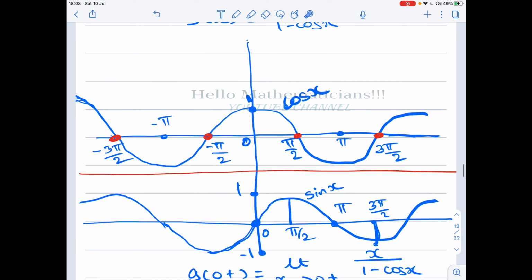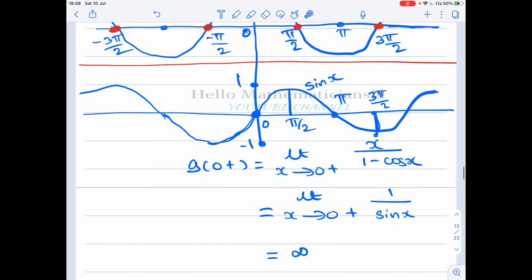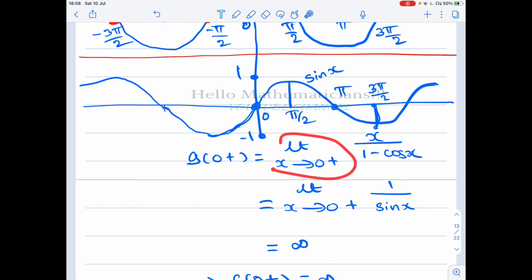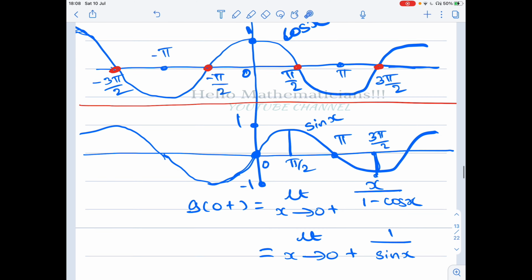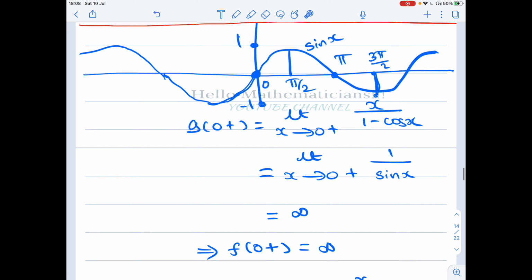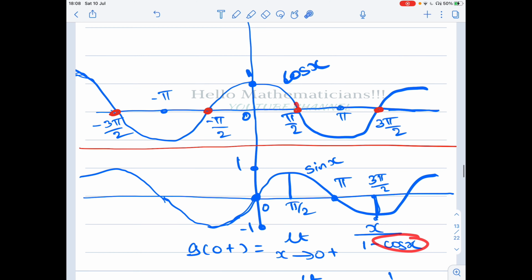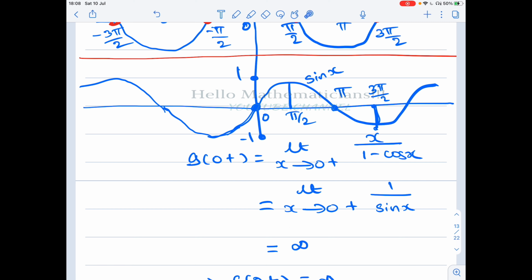Now we calculate the right limit of this function g of x at the value 0. So what we want? We want limit x tends to 0 plus x by 1 minus cos x. That means that you are approaching 0 from the right side. Then the numerator will be 0 because as x tends to 0 plus, x goes to 0. As x tends to 0 plus, cos goes to 1, because cos 0 is 1. So basically it is a 0 by 0 form.